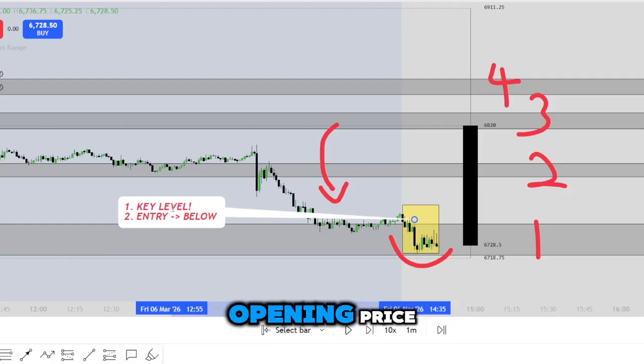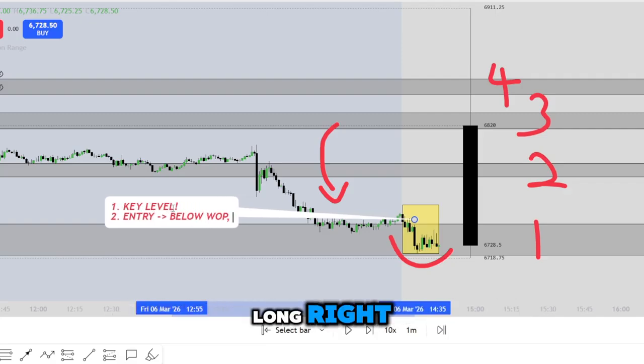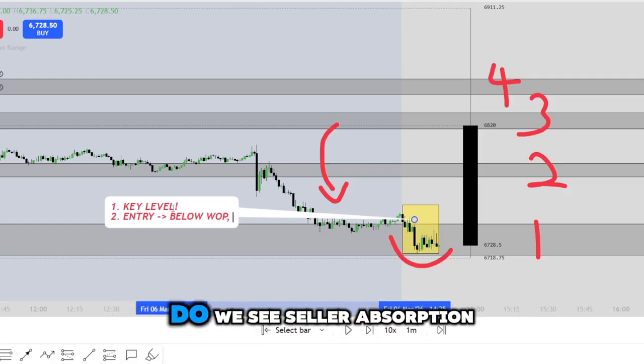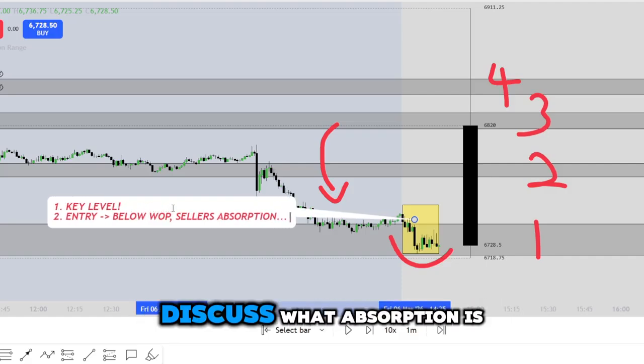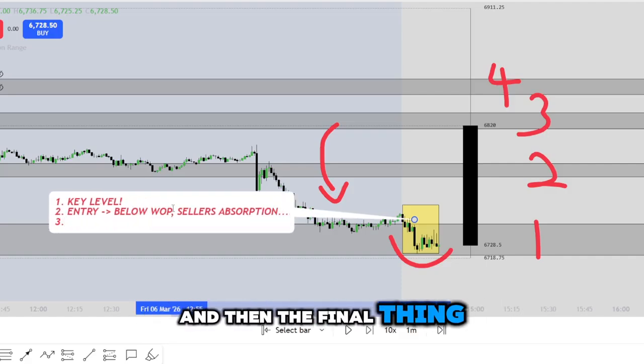Are we below the weekly opening price? Because we're looking for potential longs, right? Are we below the weekly opening price? Do we see seller absorption? Absorption is the next thing, so we're going to discuss what absorption is, and then the final thing we look for is confirmation.